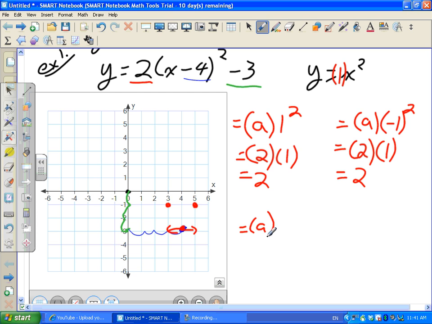So we have our A again. This time I'm going to go over 2 spots. Okay? So I go over 2 spots. I know I have to square it to figure out how much I go up.